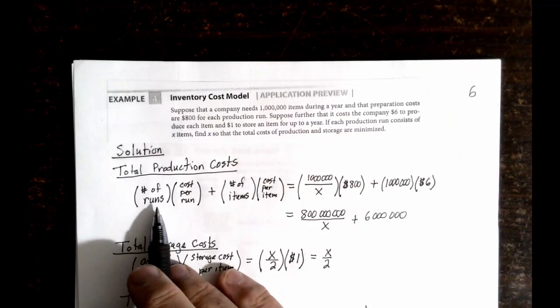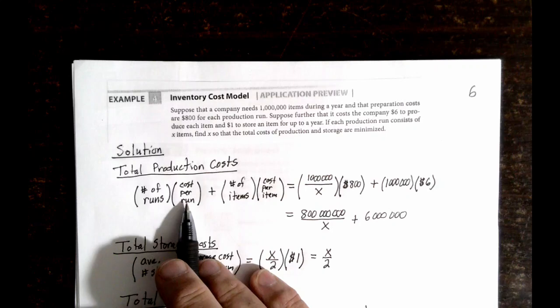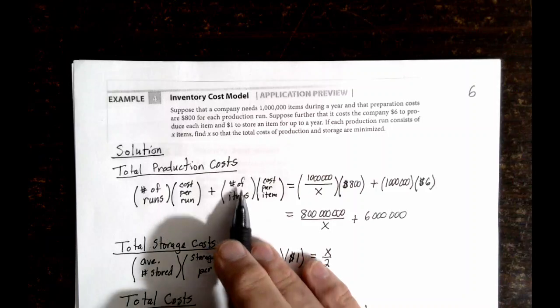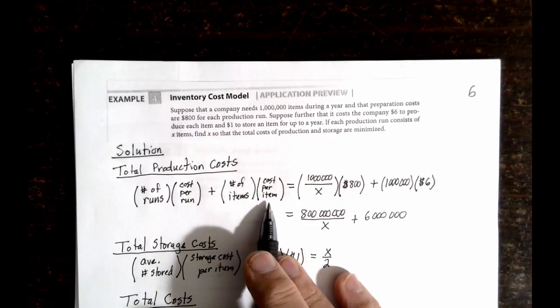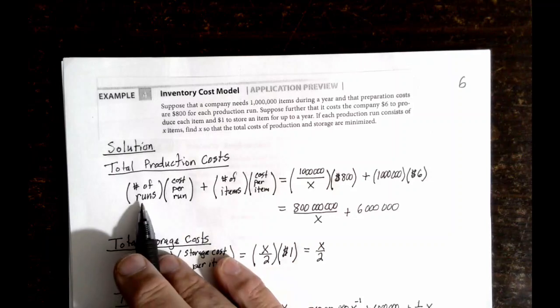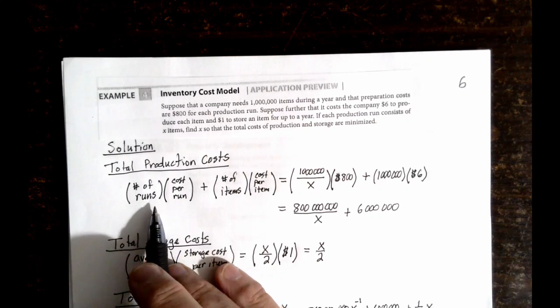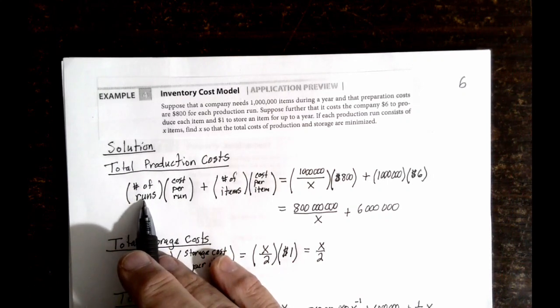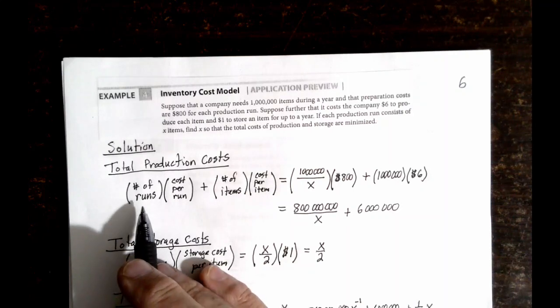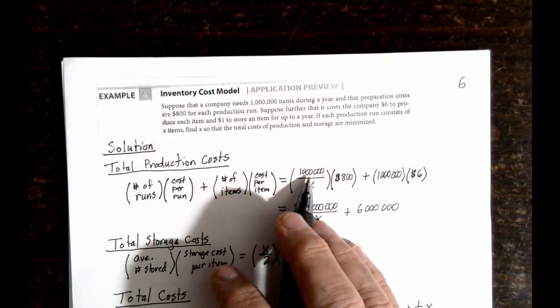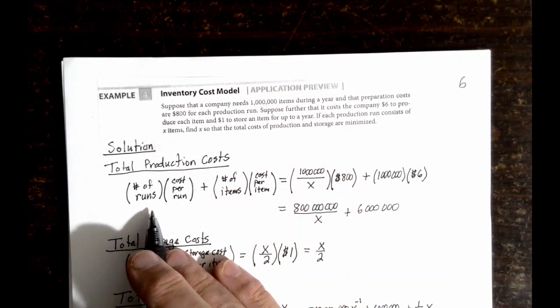Well, you've got a certain number of runs, and for each run there's a cost to it. So the cost per run times the number of runs, that gives you a dollar amount, plus the number of items you're making times the cost per item you're making. Now the number of runs is 1 million divided by X, where X is the number of items you make in each run. So if you take 1 million and divide it by, let's say, 100,000, that means you're making 10 runs. So X is how many items you make in each run. Divide that into 1 million, and that will tell you how many runs you're going to be doing within the year.